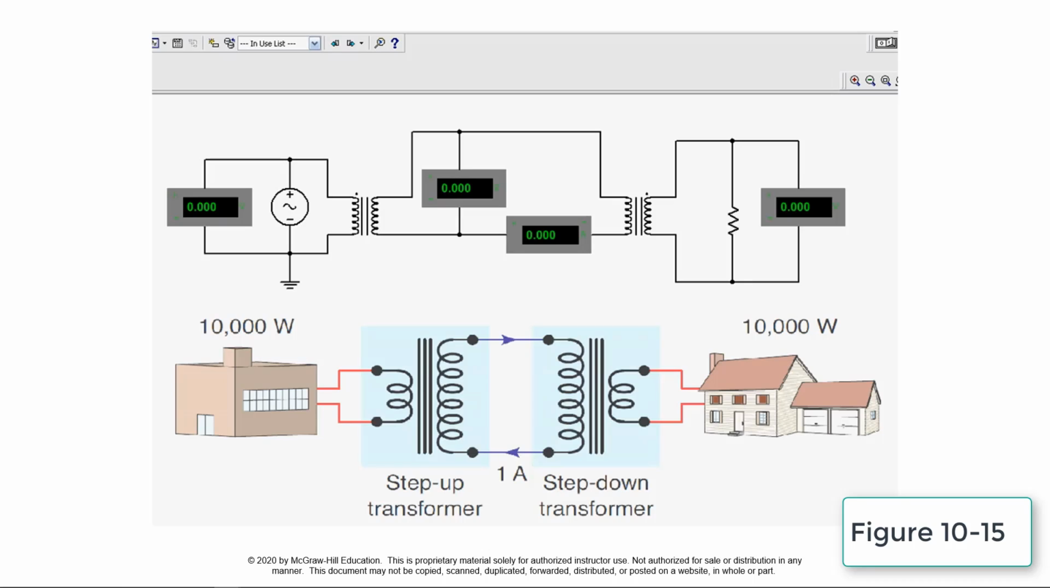The current in the two line conductors is calculated by dividing the power by the voltage. In this case, 10,000 watts divided by 10,000 volts equals only 1 amp. The consumer still utilizes 100 amps at 100 volts.